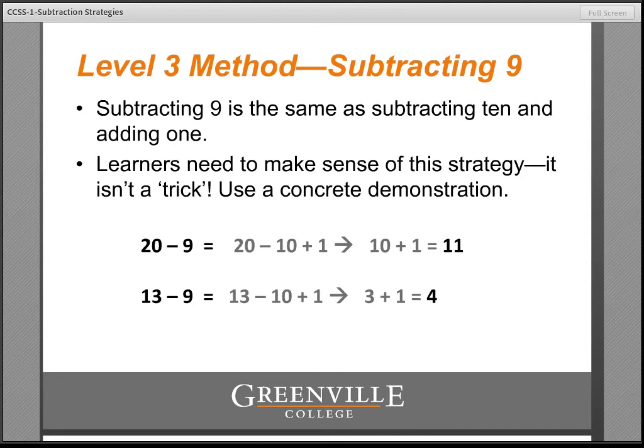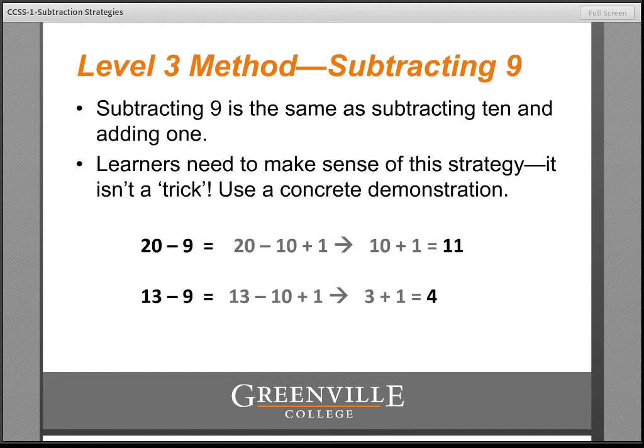So the strategy is sometimes called the nines trick. I really dislike that term because it isn't a trick. It works on the basis of mathematical relationships, not an arbitrary trick. So I prefer to call it the subtracting 9 pattern. And because I want children to really understand what is happening, I'm going to introduce it with a concrete representation, which you'll see in a minute.